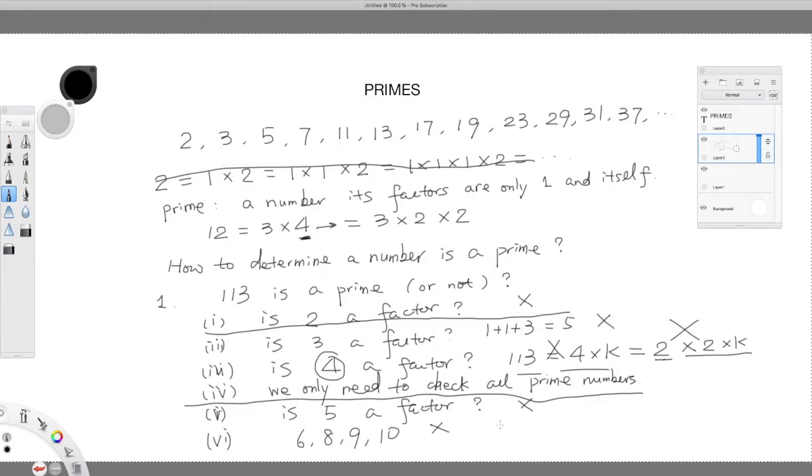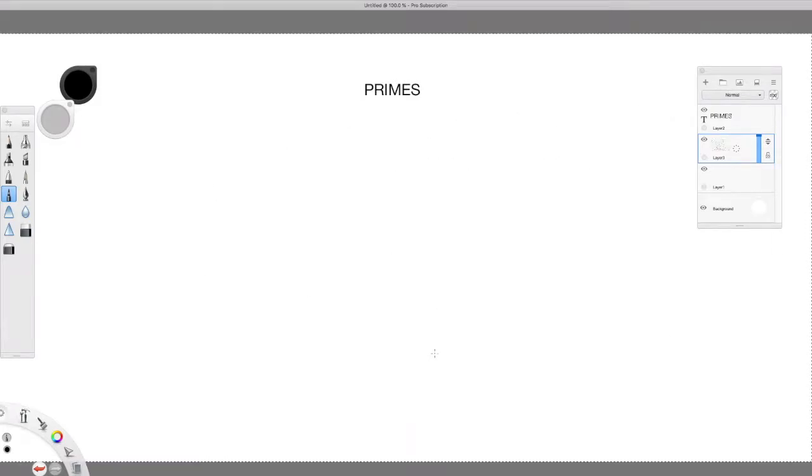So, how about 7? Is 7 a factor? For this, there's really no good rule. So you have to just divide 113 by 7 and see if the remainder is 0 or not. And if you check it, it's not either. Okay? Now come to the next key step.